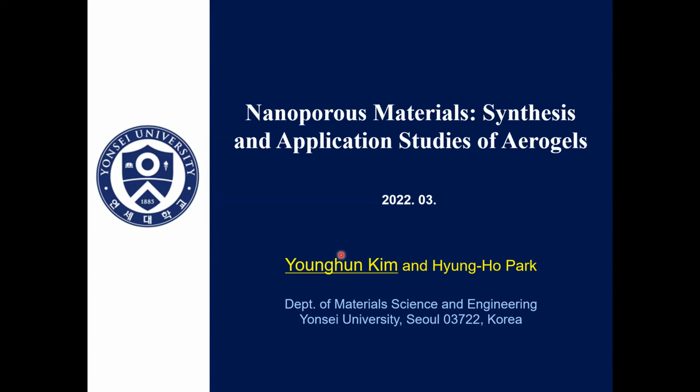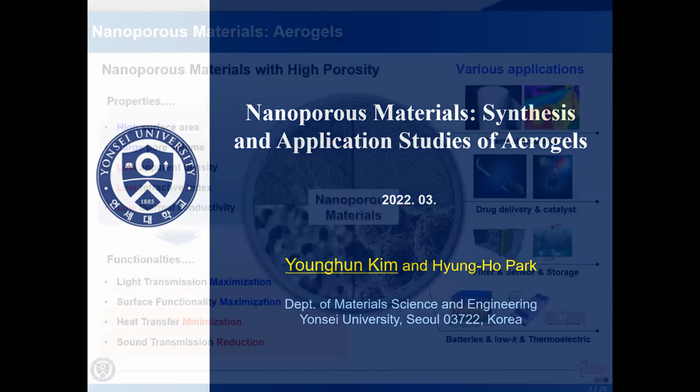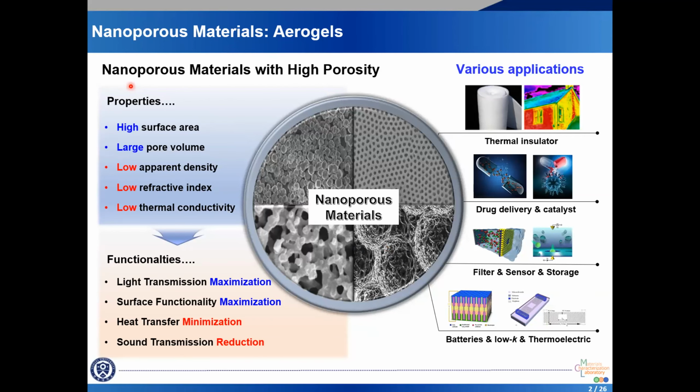So today's presentation topic is nanoporous materials, synthesis and application studies of aerogels. Nanoporous materials, such as aerogels, have large specific surface areas and pore volumes due to their high porosity, and exhibit small values for apparent density, refractive index, and thermal conductivity. From this, light transmission or surface functionalization can be maximized, and heat or sound transmission can be minimized. So it can be applied as thermal insulation, drug delivery and catalyst, filter and sensor, batteries, low-k, thermoelectric, and so on.